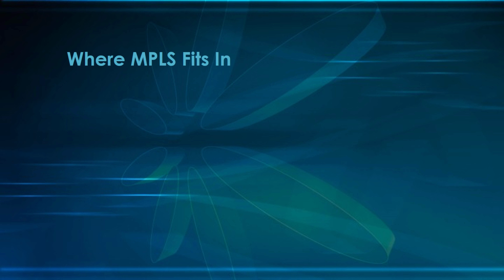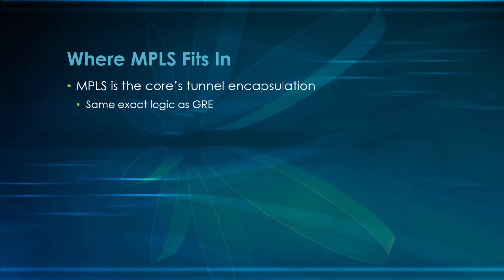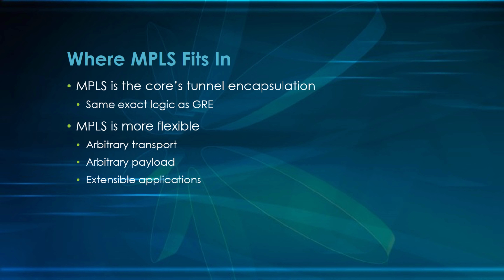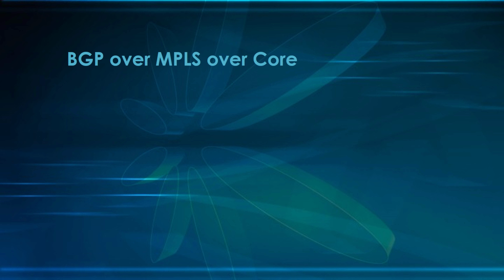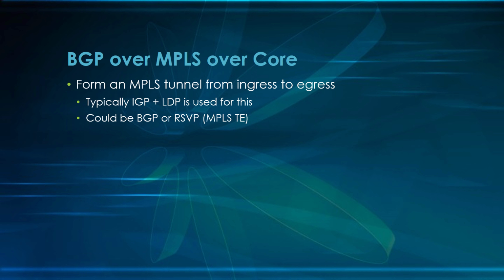So where does MPLS fit into the picture here? MPLS is the core's tunnel encapsulation. It's the same exact logic as GRE, except now it's much, much more flexible. Here's a key factor: I don't care what the transport is, I don't care what the payload is, and I have extensible applications. So instead of trying to form a BGP peering over a GRE tunnel, I can use BGP over MPLS over the core. You form MPLS tunnels from ingress to egress.